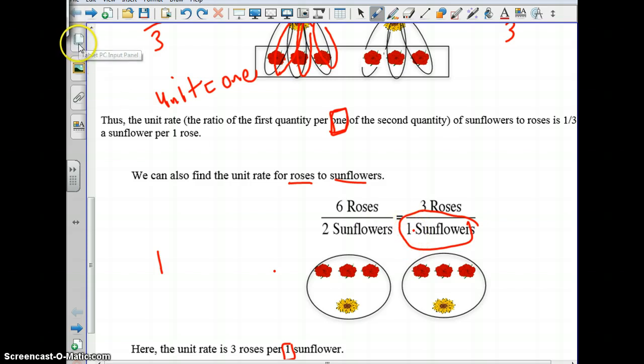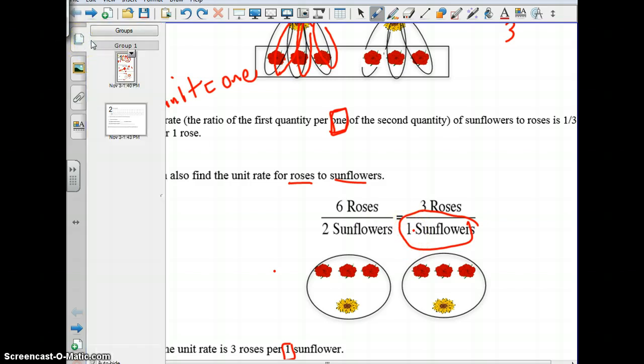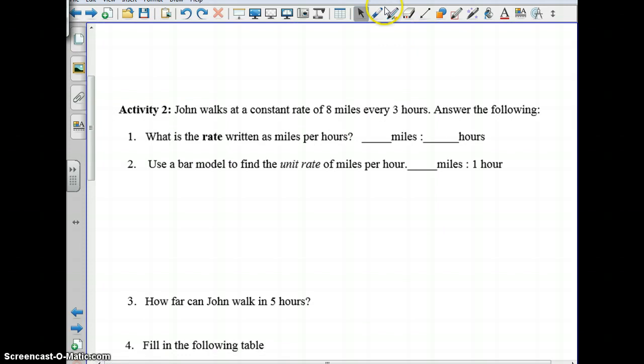So let's look at the next set of slides. This slide says that John walks at a constant rate of 8 miles for every 3 hours. Answer the following. The word constant means that his speed doesn't change. If his speed's going up and down, it may say average rate instead. Constant means it's the same the whole way. He doesn't speed up, he doesn't slow down. So what is the rate written as miles per hour?